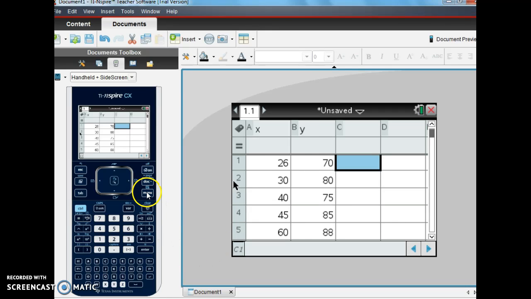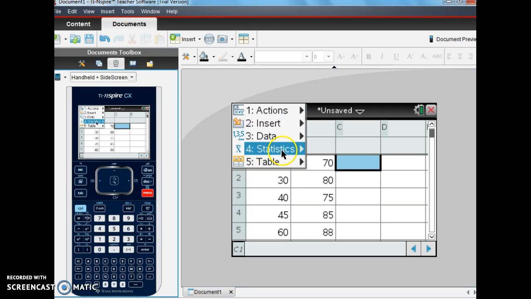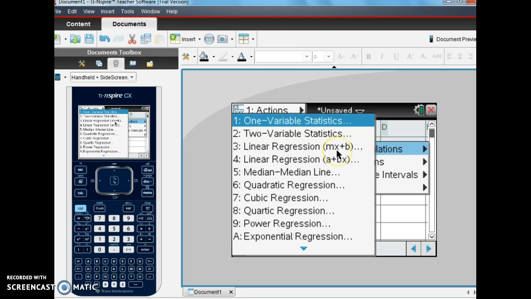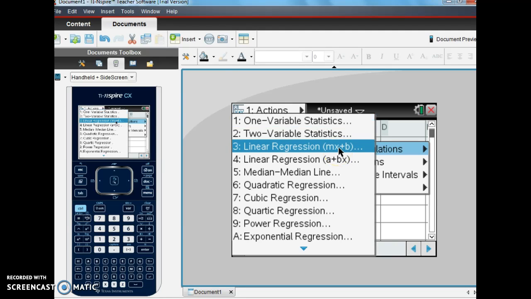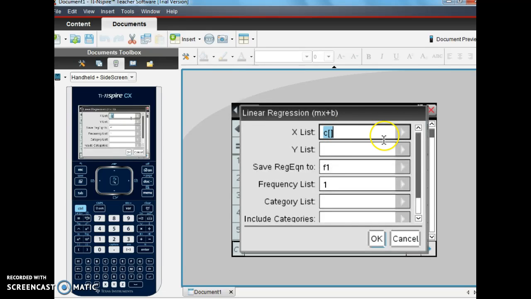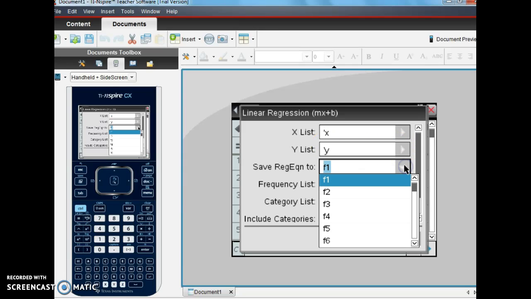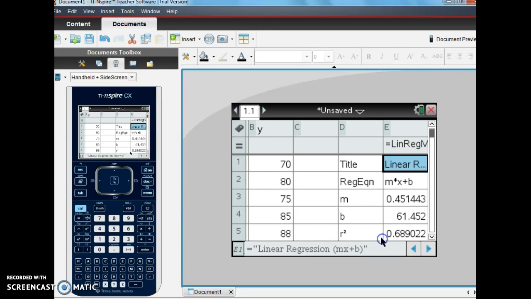So I'm going to go to Menu. I'm going to go to Statistics, Stat Calculations. Again, we're looking for a linear correlation, so we're going to go Linear Regression. We're going to choose our X as our X and our Y as our Y. Nothing else should change, and we'll hit OK, and we got our information.